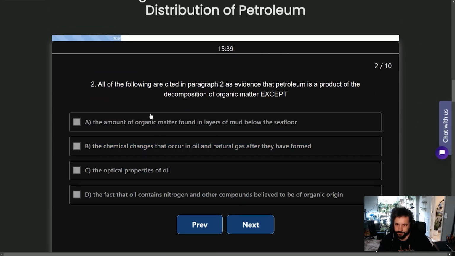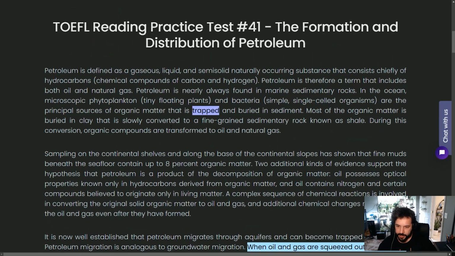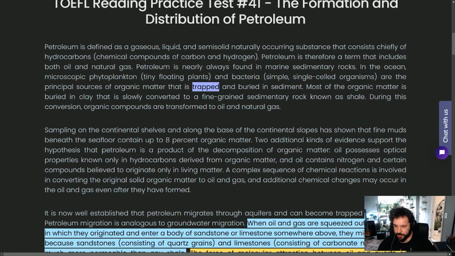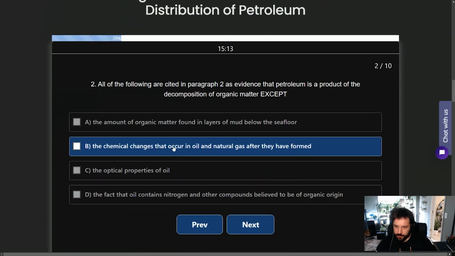Now let's see. All the following are cited in paragraph 2 as evidence that petroleum is a product of the decomposition of organic matter, except. For these type of questions, what I like to do is, I'm not going to read the options yet. I'll just go to the passage and try to gather as much information as I can, factual information. And there are going to be at least 3 different things mentioned. So let's see. Was it paragraph 2? Paragraph 2.